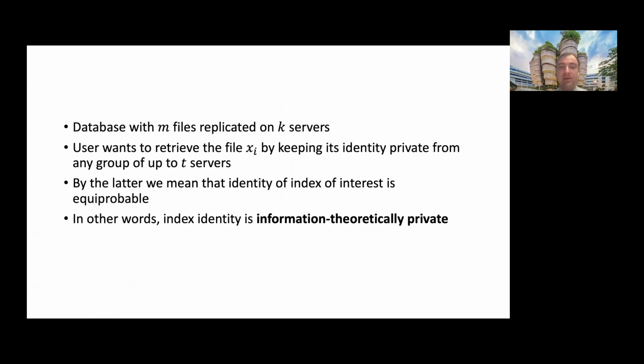The formal formulation is as follows. We have a database with M files replicated on K servers, so we consider the replicated database setting. The user wants to retrieve the file x_i while keeping its identity private from any group of up to T servers, so we consider threshold security. By private, we mean that the index of interest is equiprobable. So in our work, the index identity is information-theoretically private, and in this talk, we focus only on information-theoretically private information retrieval protocols.